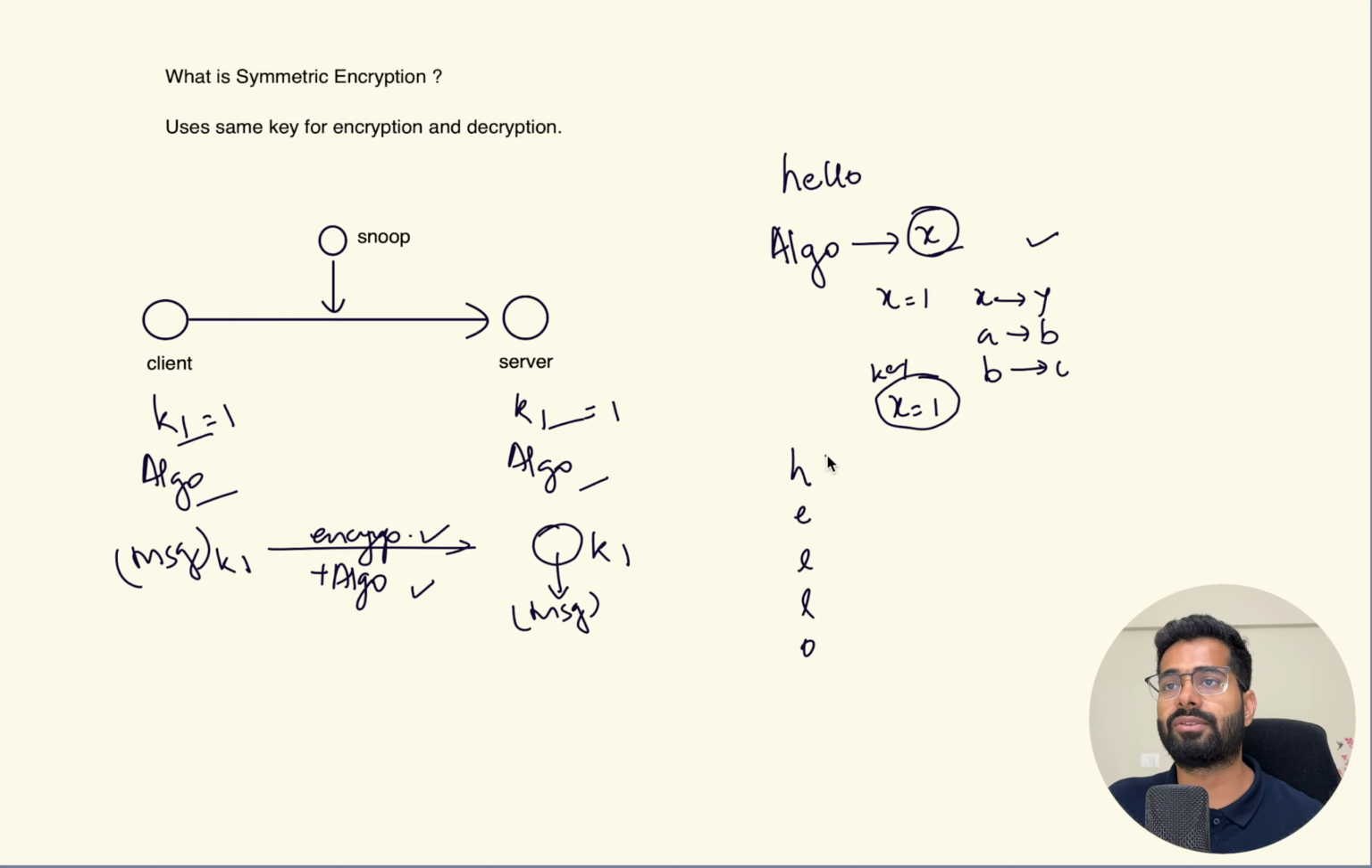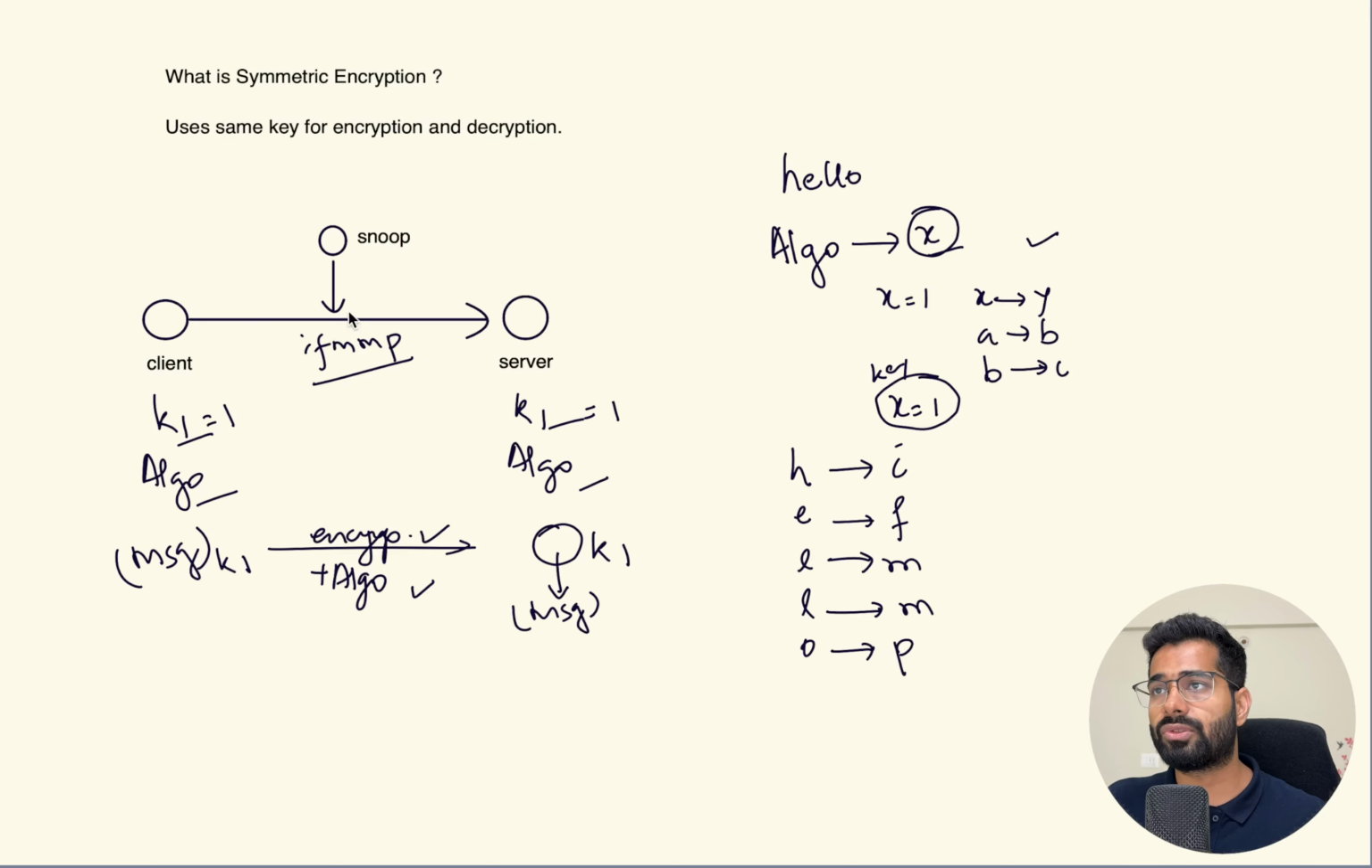So during encryption, H will change to I, E will change to F, L will change to M, again L changes to M, and O changes to P. So the data that is flowing on the network is I, F, M, M, P. Any person who's reading that data will not make any sense of it unless he knows the algorithm and the key.